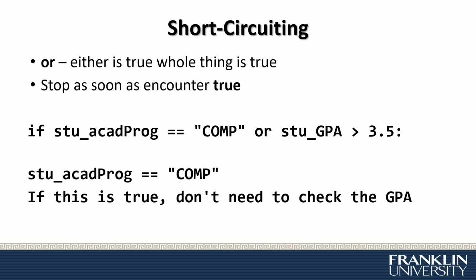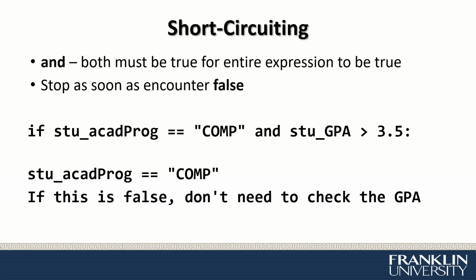In short-circuiting, for the OR expression, once it knows something is true, then it knows the whole expression is going to be true. It will skip the rest. Likewise, for the AND, both must be true for the entire expression to be true. So it will stop as soon as it encounters false, because it knows the expression will be false.